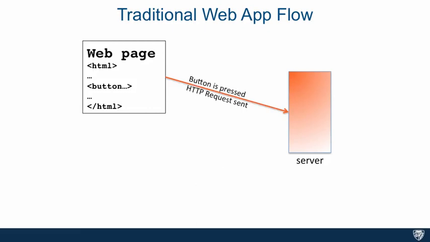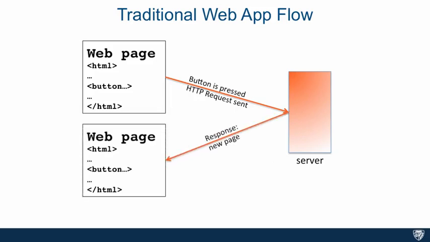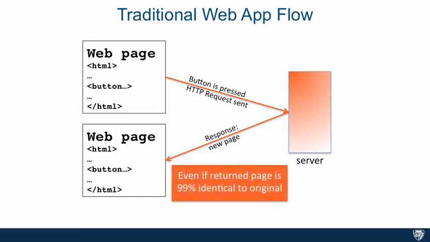button and that is going to generate an HTTP request that is going to be sent to the server. And the server is going to respond with some response, which is going to be a whole new page. And that whole new page could be basically 99% identical to the original page. And there might be only one string really that changed between the first page and the second page. But in the traditional web app flow, the entire page with all the same elements needs to be returned anyway, just to display a minor update.